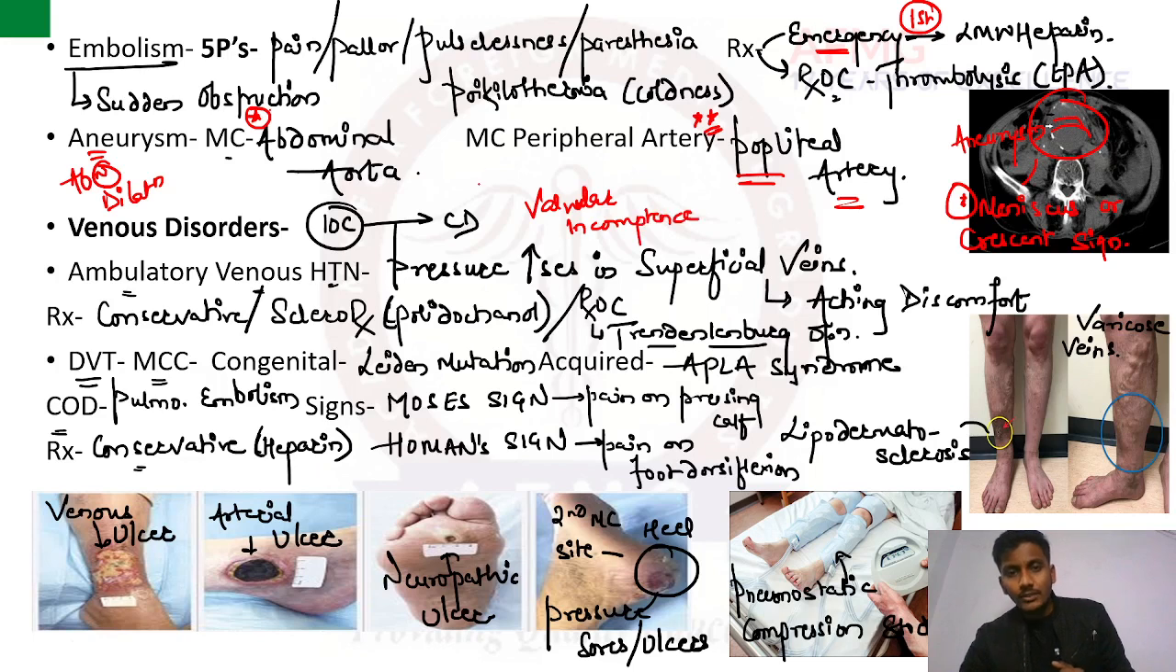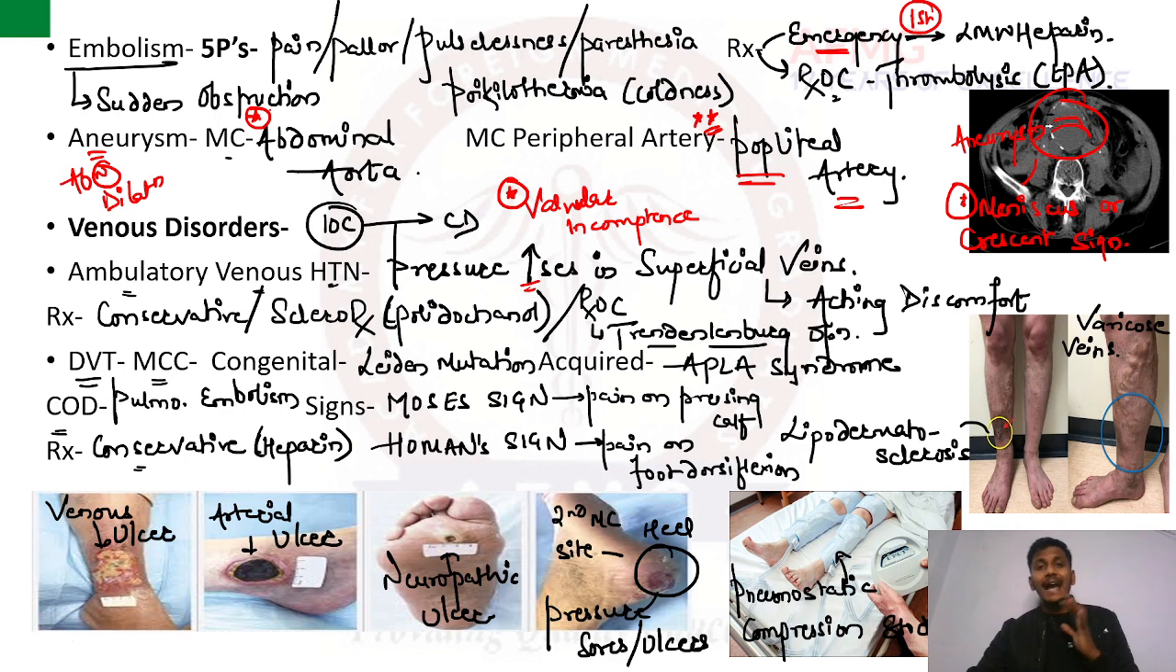Due to this valvular incompetence, what will happen? The blood from the deep venous system will now go to the superficial venous system, and therefore the pressure will increase in the superficial venous system. And whenever the pressure increases, these superficial veins are not used to having this much high pressure.